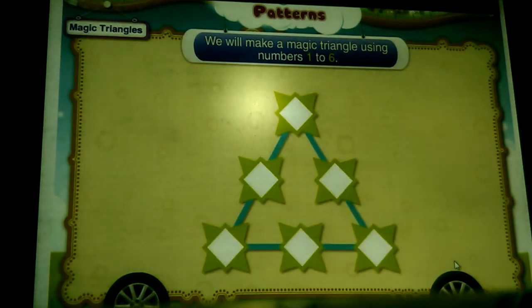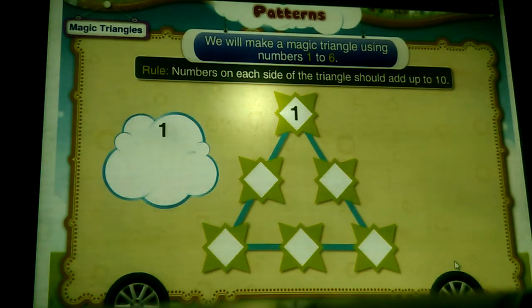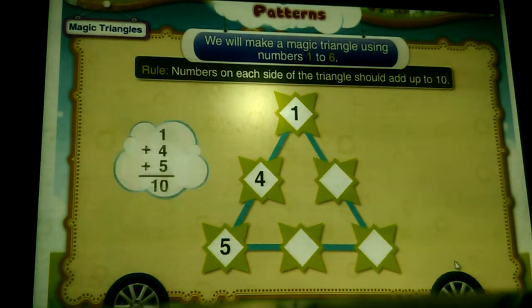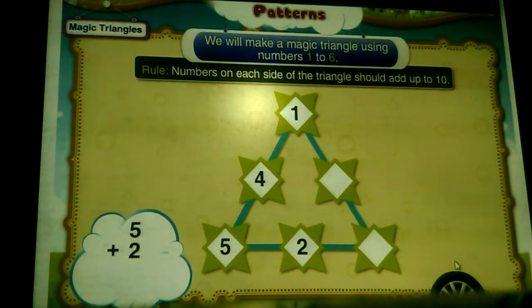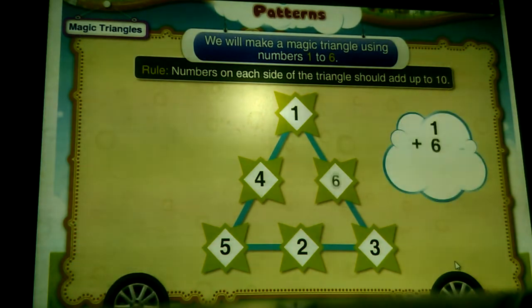Now we will make a magic triangle using numbers 1 to 6. The rule is that the numbers on each side of the triangle should add up to 10. Come on, let's try. 1 plus 4 plus 5 is equal to 10. 5 plus 2 plus 3 is also equal to 10. And the sum of 1, 6 and 3 is also 10.